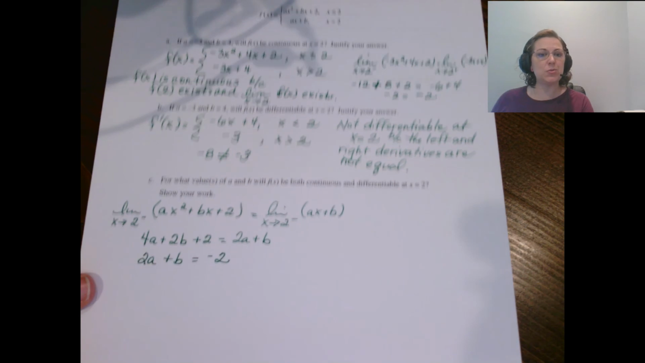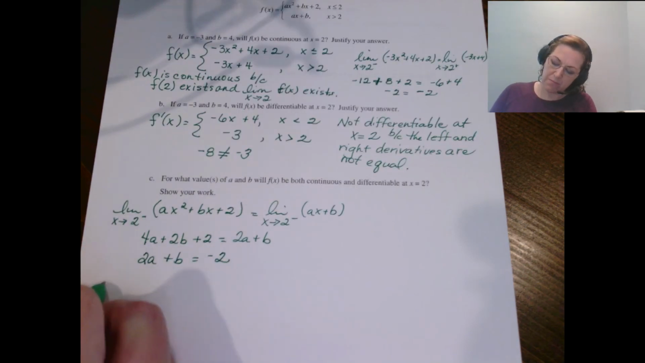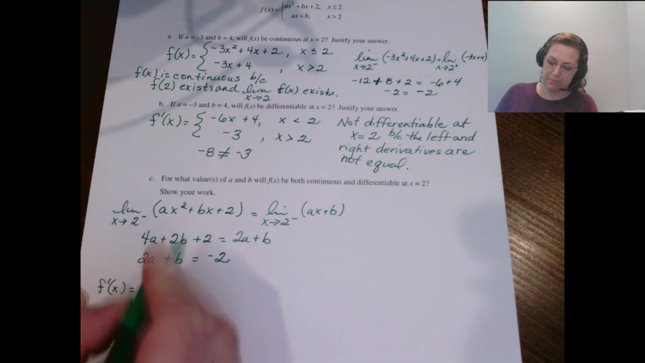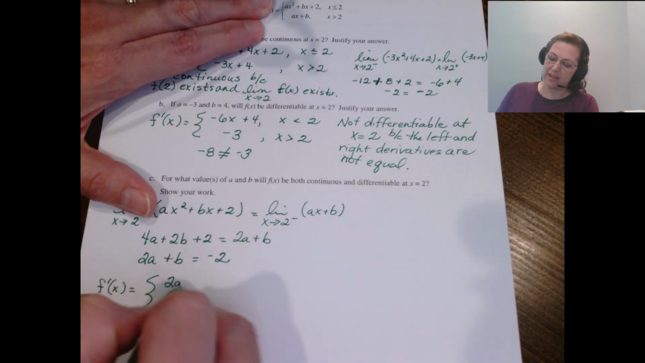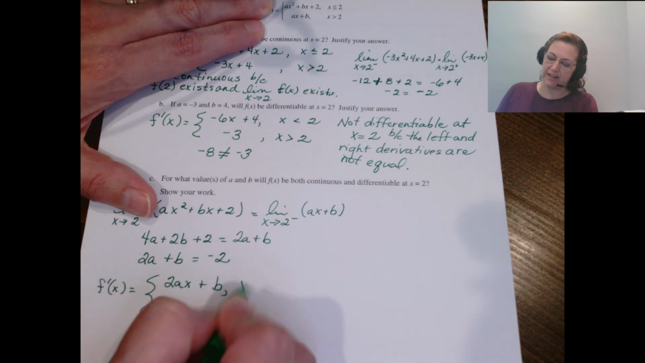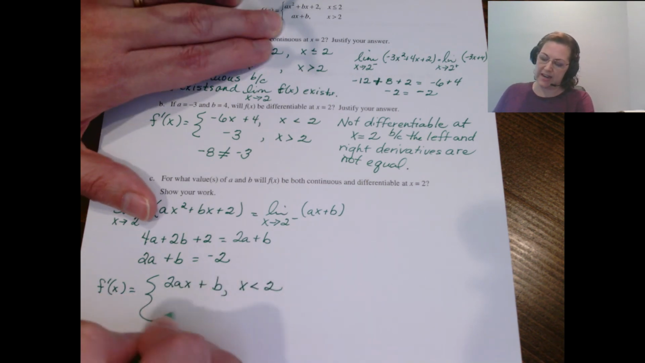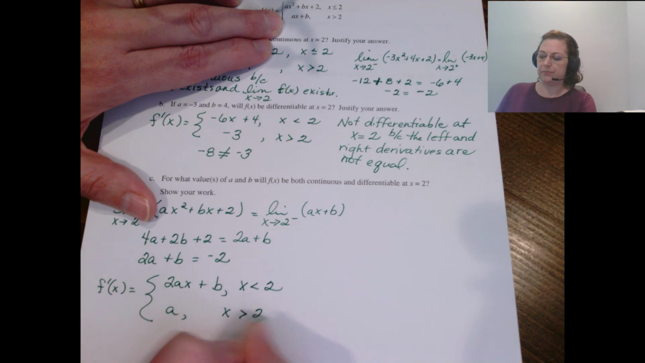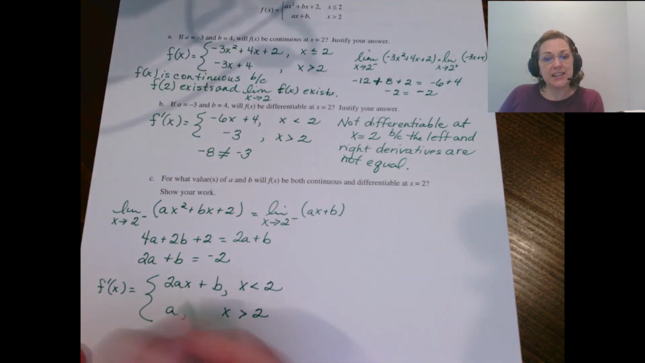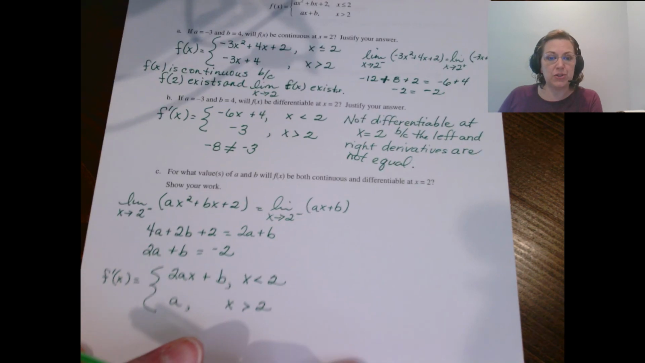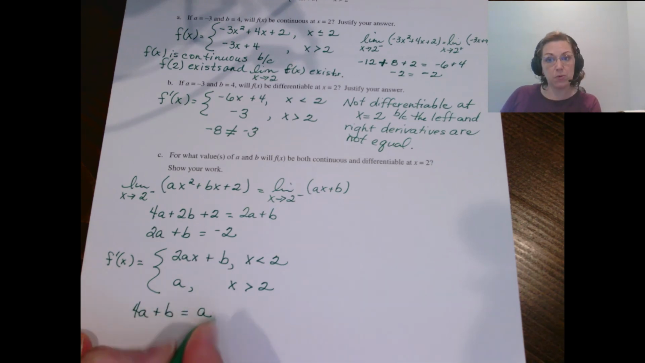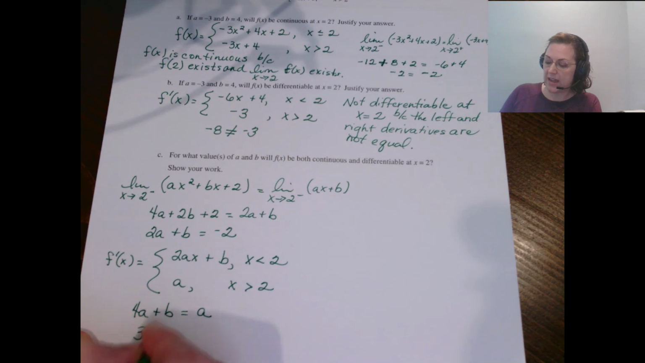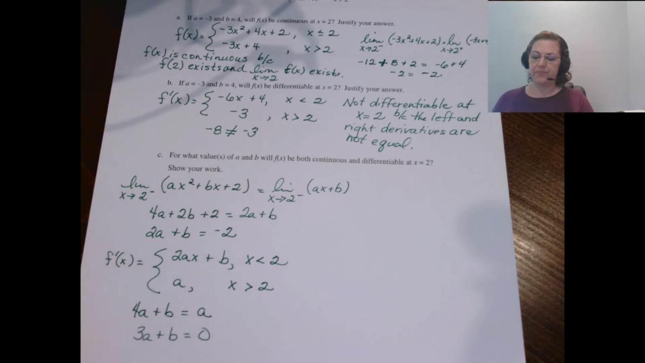Okay, now let's do the derivative, right? So my derivative would be 2ax plus b when x is less than 2, and a when x is greater than 2. Now let's set these two pieces equal to each other when x is 2. So if x is 2, I get 4a plus b equals a. Again, moving all of the a's and b's to one side, I get 3a plus b equals 0.